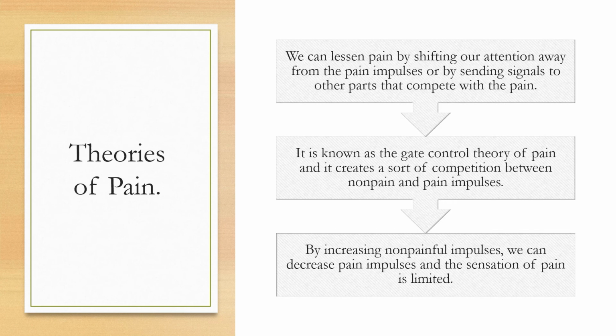Theories of pain. We can lessen our pain by shifting our attention away from the pain impulses by sending signals to other parts that compete with them. For example, if you stub your toe, you might rub your toe, and you think you're taking the pain away, and it does. It helps. It makes us feel better. We're not really eliminating the pain, but we're decreasing it because we're causing our body and our brain to focus on something else, such as rubbing our toe. This is known as the gate control theory of pain, and it creates a sort of competition between non-pain and pain impulses. By increasing non-painful impulses, we can decrease pain impulses, and the sensation of pain is limited.